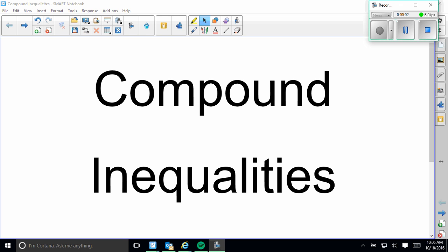Today we are going to be looking at compound inequalities. We will still be solving our inequalities, but now our inequalities will be made up of two. Sometimes they will be a little bit more difficult.